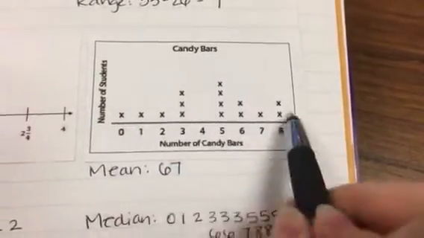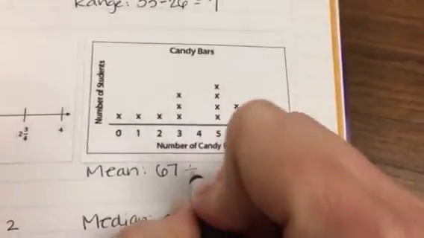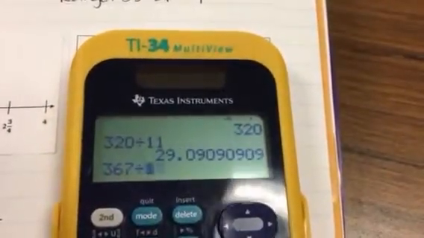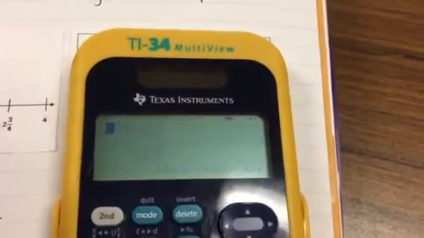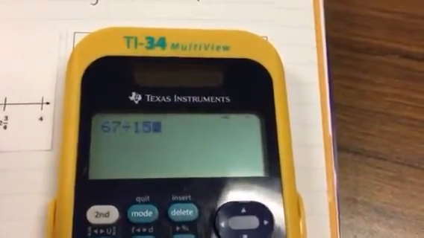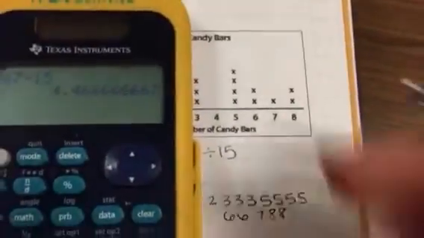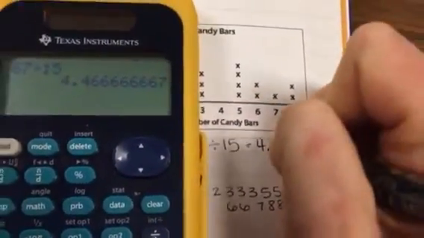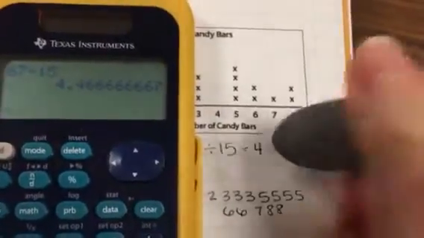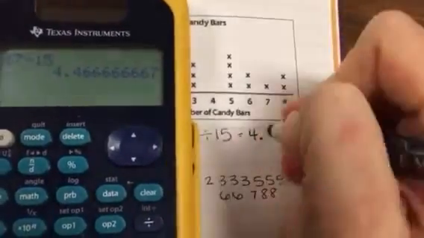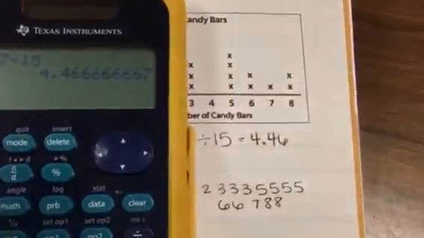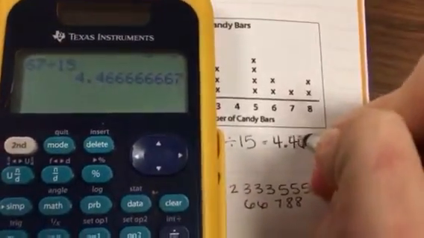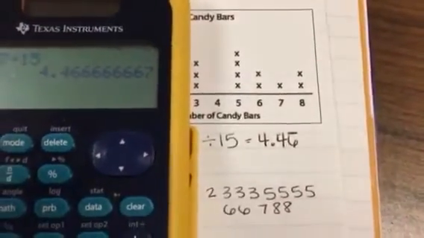There are 15 data values, so that means I'm going to take 67 and divide it by 15. So I'll show you what this looks like. Not 367, but 67 divided by 15. So this is also a repeating decimal, so it would be 4.6. Very sorry. 4.46, and I know that this is a repeating decimal because the 6 repeats and then my calculator rounds it off. So there should be a bar notation over the 6.